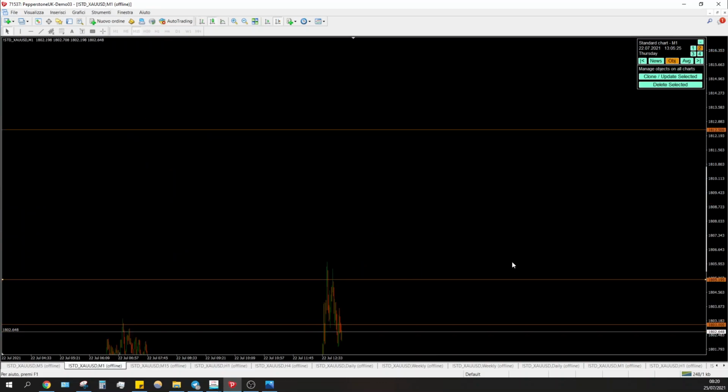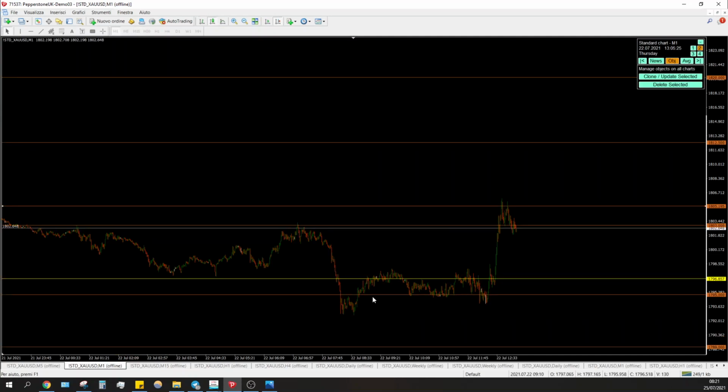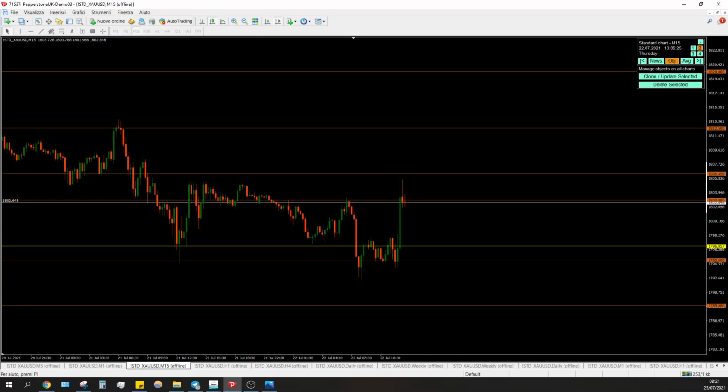On the 1 minute, you see failure to close below 1795, failure to even travel below on the 1 minute, not only on the hourly candles. The last sort of vacuum candle on the bearish side. Here we have the news. Bam, spike up. Short-term dollar weakness.